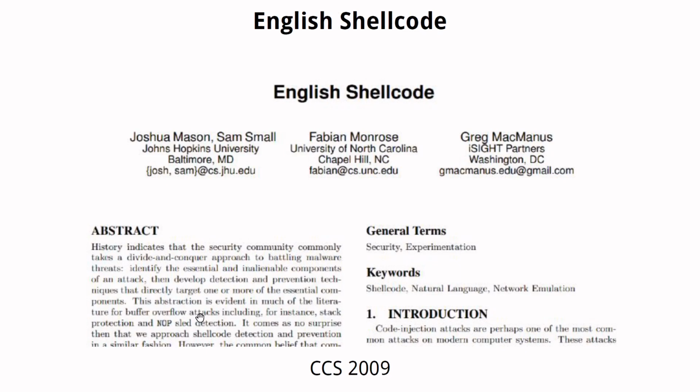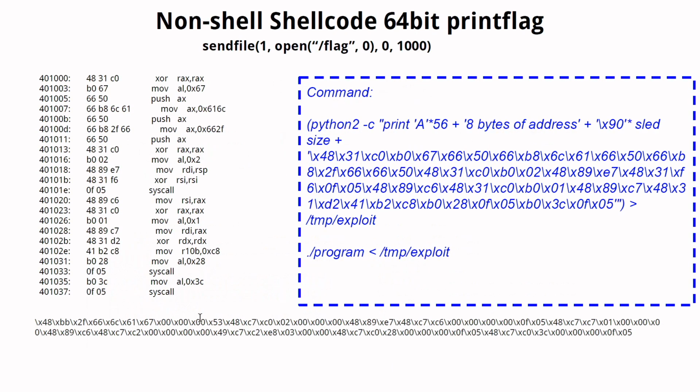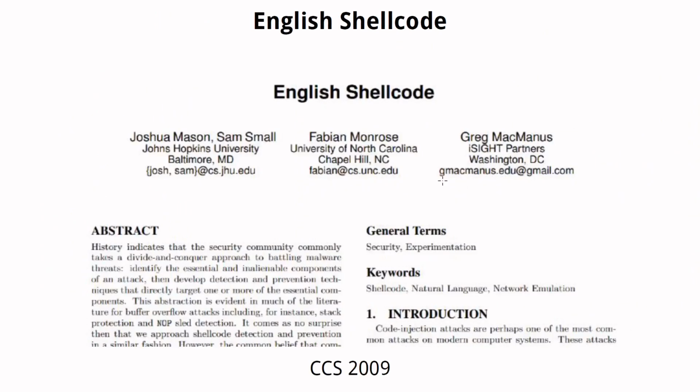When I started my PhD in 2009, I found this paper, which is English shellcode, and I found it very, very interesting. So the shellcode we had before, you see that most of those characters are not printable characters, right? They're machine code. So back in 2009, those researchers found out that you can actually make the shellcode not just ASCII characters, but make them look like reasonable English.